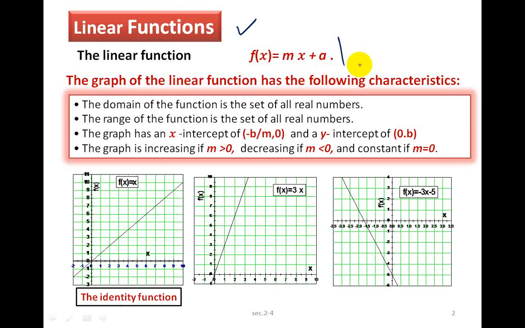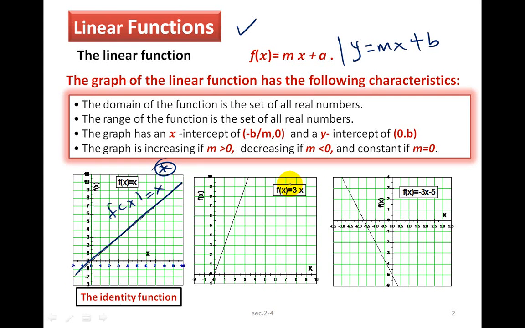We talked about these types of graphs before. Linear is y equals mx plus b, where m is the slope and b is the y-intercept. This is the general form for the linear graph, where f of x equals x. So this will be our general graph.